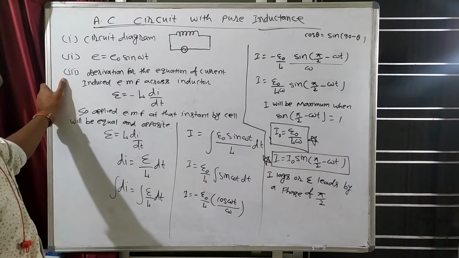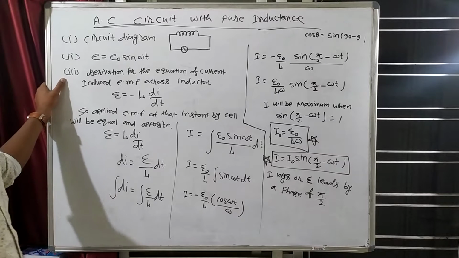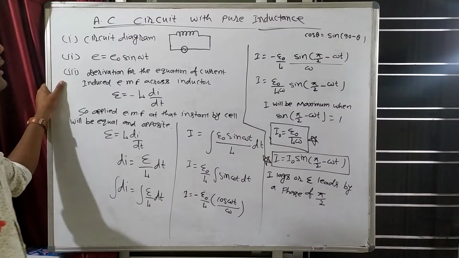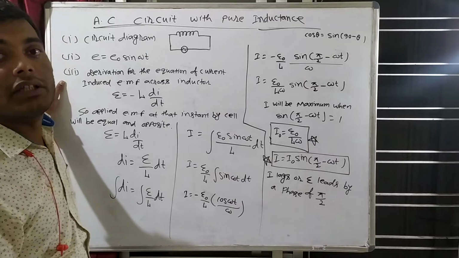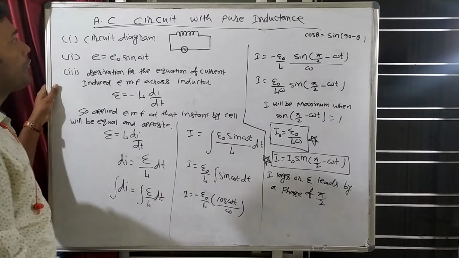Then we have to write what? Equation of current. We don't know what the equation of current will be, so we will derive it. So how will we derive the equation of current?